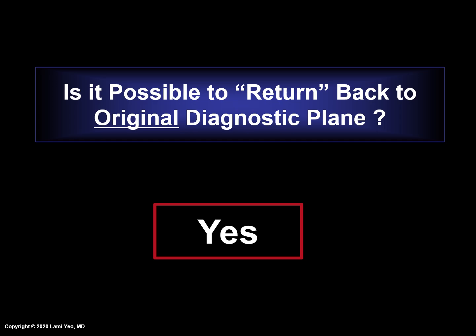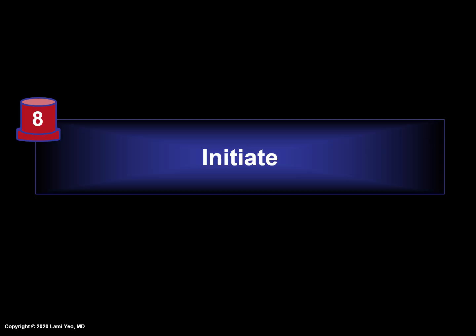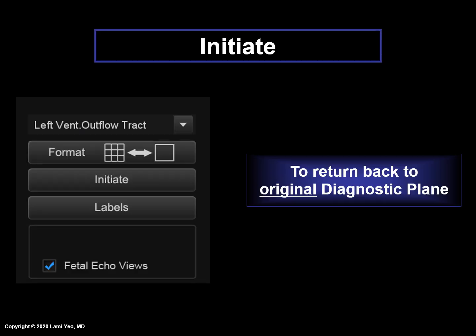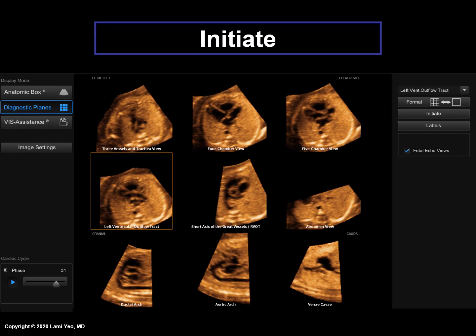Now, what happens if the user decides not to display the updated cardiac diagnostic plane image? Is it possible to return back to the original diagnostic plane? The answer is yes. This is accomplished using the Initiate feature. So, after the diagnostic plane was updated with a new image obtained from Visa Assistance, to return back to the original diagnostic plane, press the Initiate button. This button can be found to the right of the diagnostic plane panel.